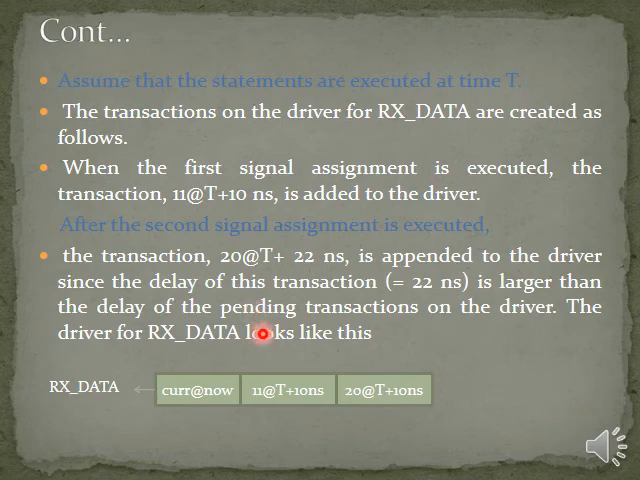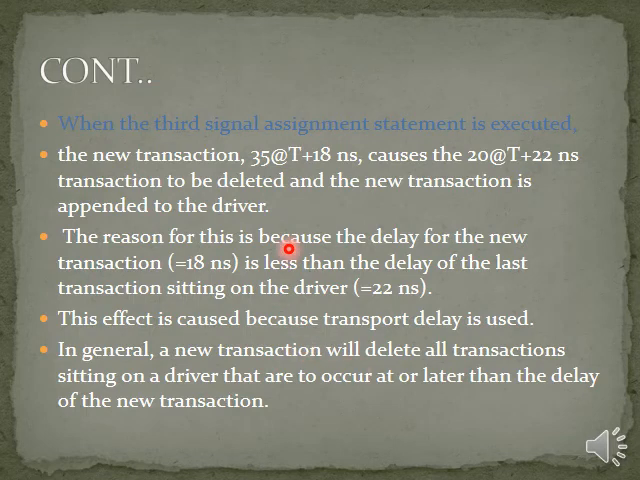So after executing the second statement, you are going to get this one. The driver for the Rx data looks like this. Just change this 10 to 22. Next, this is at 33. When the third signal assignment statement is executed, 35 at t plus 18 nanoseconds, it causes the 20 at t plus 22 nanoseconds transaction to be deleted, and the new transaction is appended to the driver.